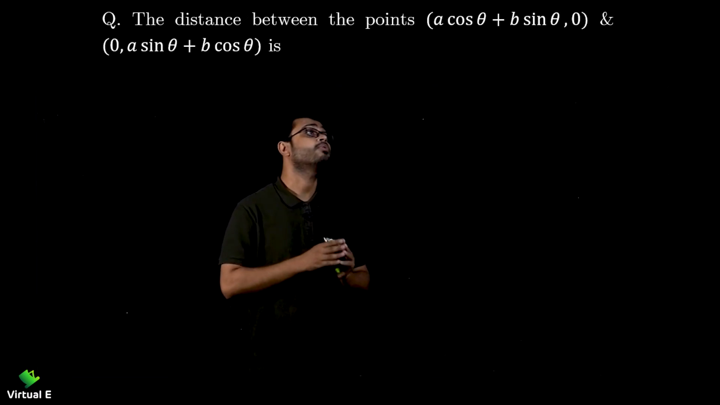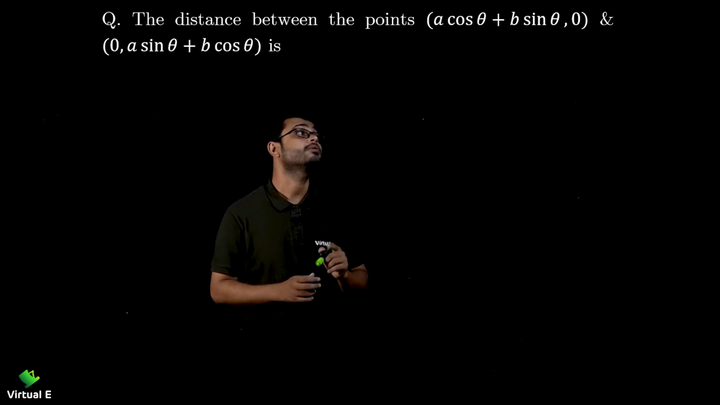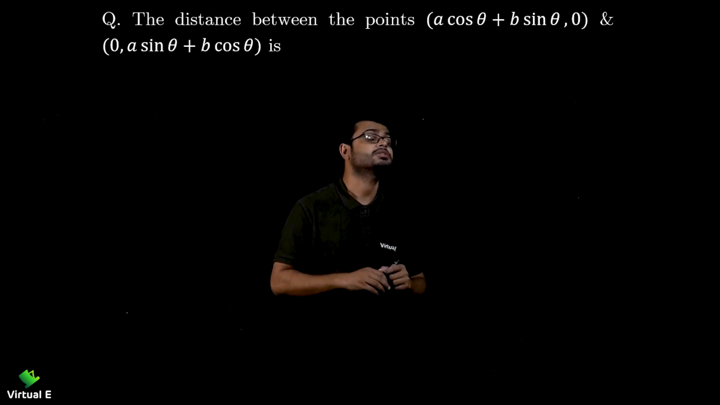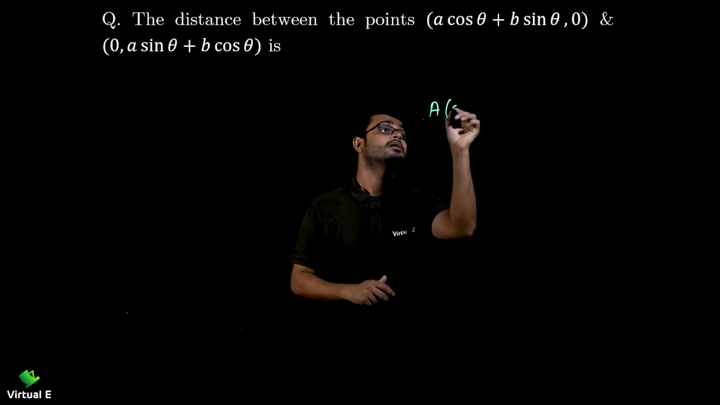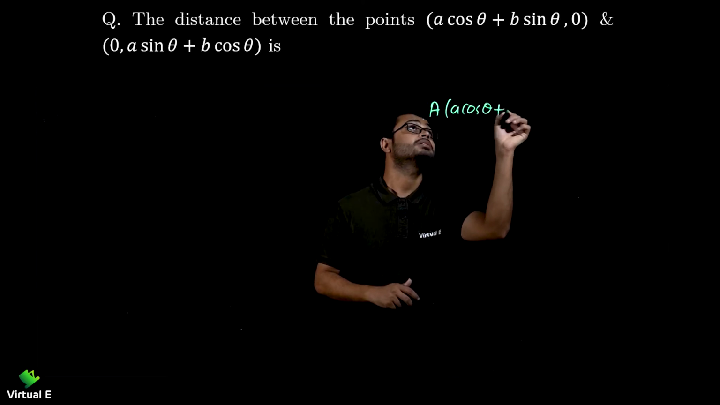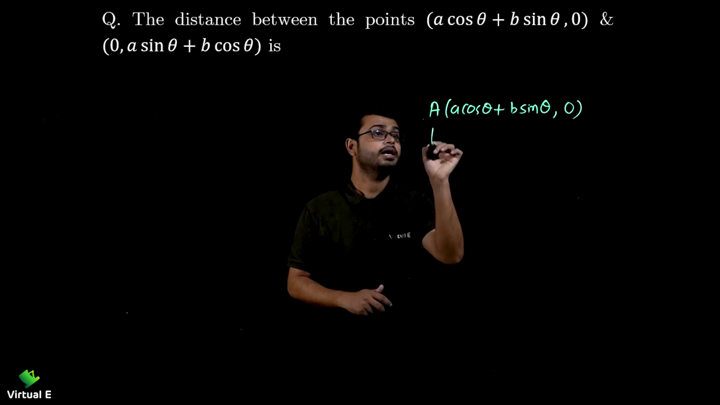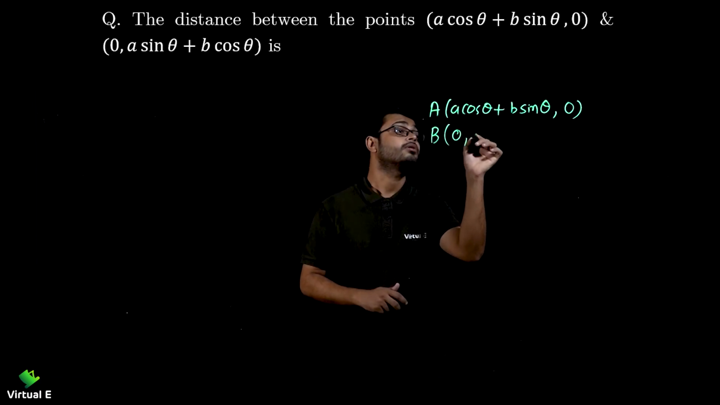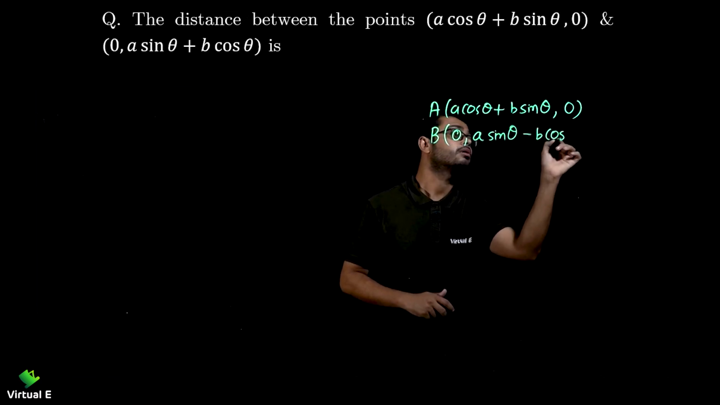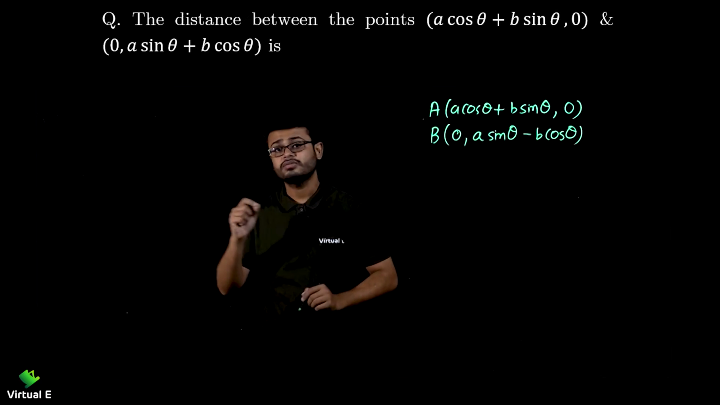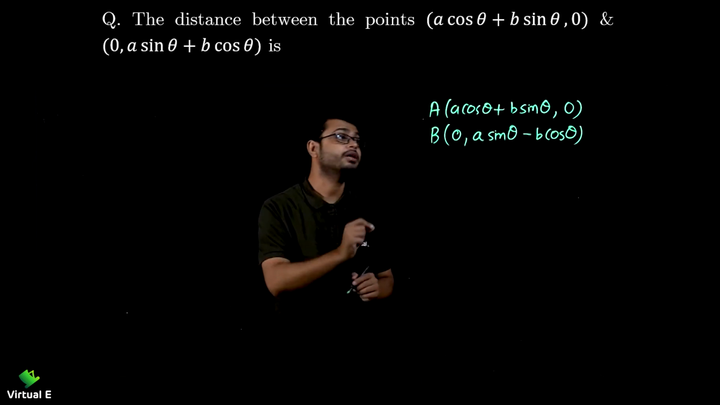Find the distance between the points (a cos theta plus b sin theta, 0) and (0, a sin theta minus b cos theta). Okay, so first of all, let's name the coordinates: A is (a cos theta plus b sin theta, 0), and B is (0, a sin theta minus b cos theta). To solve this question, you need to remember the square identities you learned in the trigonometry chapter.